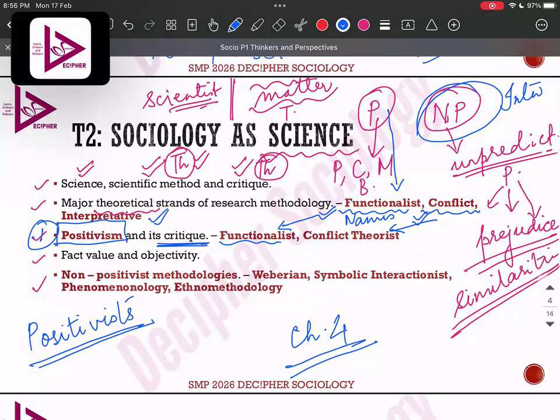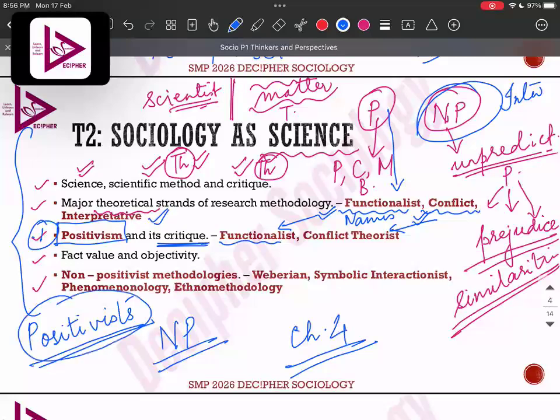Critiquing means they did not support the positivists, or they did not support the theory of the positivists. They called themselves the non-positivists. Okay? So you can see how this entire chapter is revolving around either the positivists or the non-positivists.